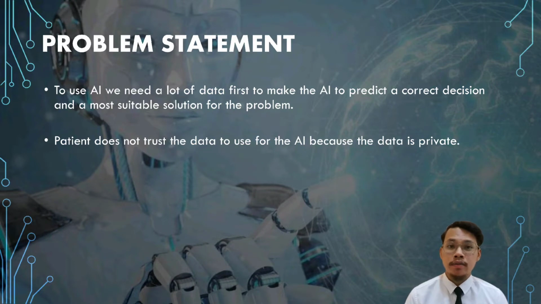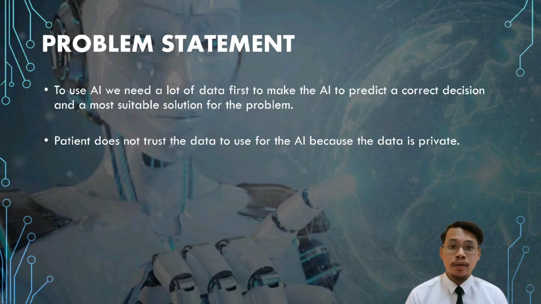So, for the problem statement, as we know, AI can help humans in healthcare, such as treating their problems or illness, to lead the patient to a great outcome. The first problem is that to use AI, we need a lot of data first for the AI to predict a correct decision and the most suitable solution for the problem. The source of the data will involve patients who have issues using it in the AI system.